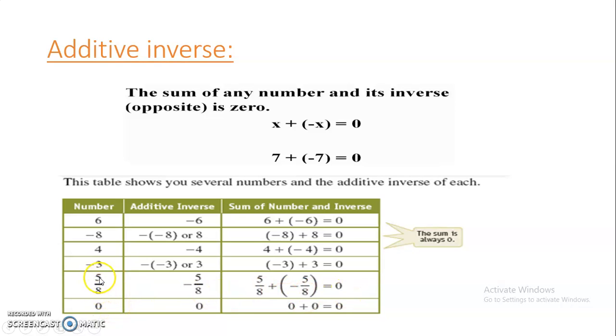For example, see 5 by 8. When you add it with the negation of itself, the inverse is minus 5 by 8. So when you add these two, the answer is going to be 0. But for 0, if you add, the inverse is also 0. So when you add them, the answer is 0. So this is the additive inverse property of rational numbers.